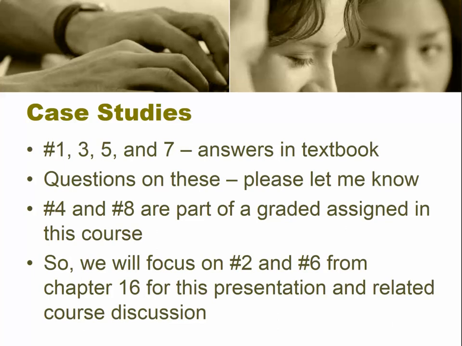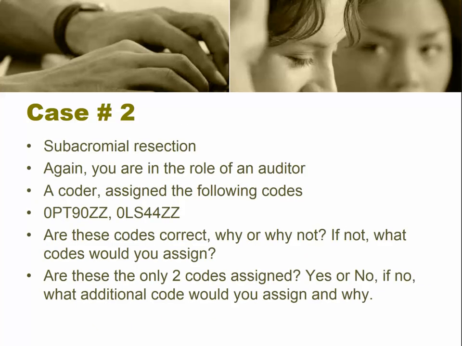So for this presentation, we're going to focus on number 2 and number 6 from chapter 16. And in this case, for both of these, you are going to take on the role of an auditor. Again, you are given the clinical information, and you are also given codes. In this case, number 2, at chapter 16, the patient has an arthroscopic subacromial resection, an open bicep tendinolysis of the right shoulder.